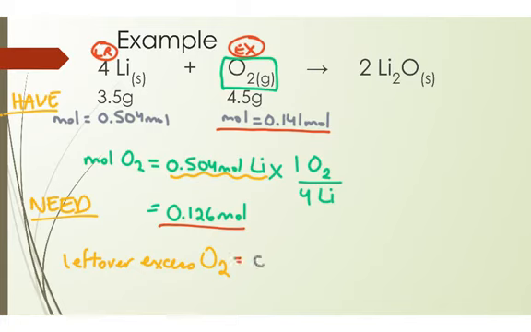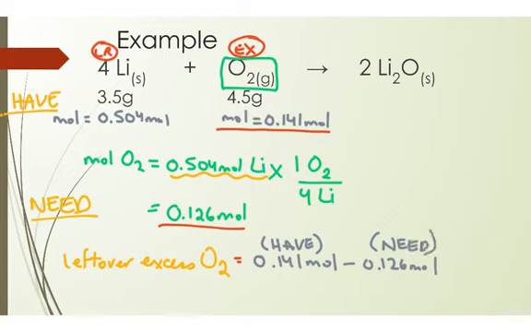Let's do it in gray. 0.141 moles, this is what I have, minus 0.126 moles, which is what I need. Therefore, my leftovers is 0.0149 moles. So I don't have a ton of excess, but I do have some. That's the hardest bit of this question.